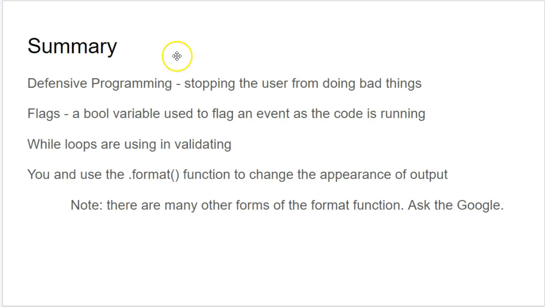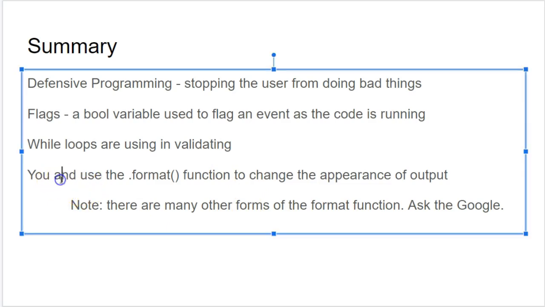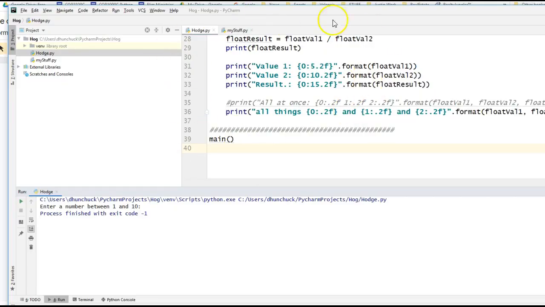In summary, defensive programming is stopping the user from doing anything bad. A flag is a bool variable to flag an event as the code is running. While loops are used in validating, and you can use the format function to change the appearance of output. Notice there are many other forms of this format function. Just ask the Google.